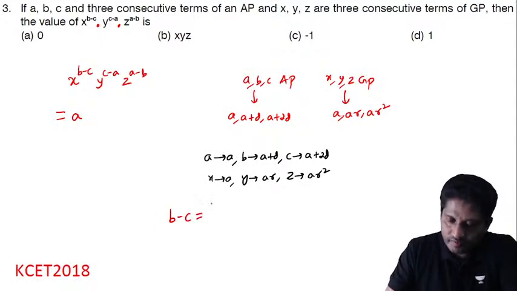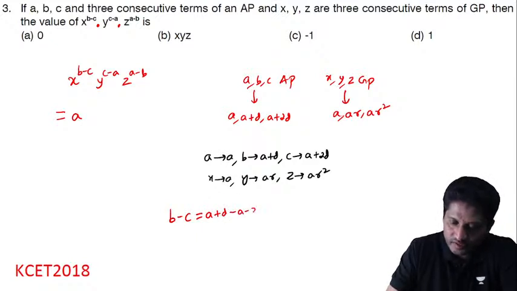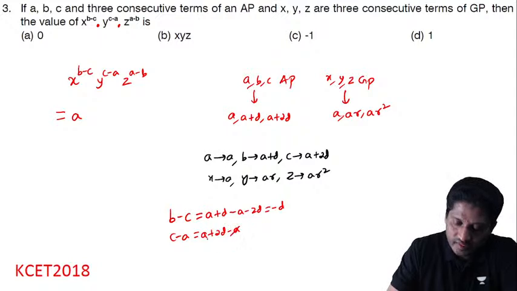Right, b will be equal to a plus d, minus c will be equal to minus a minus. If you subtract, you will get minus d. c minus a will be equal to a plus 2d, minus a, this will cancel, you get 2d. And a minus b will be equal to a minus of a minus d, which is equal to minus d.